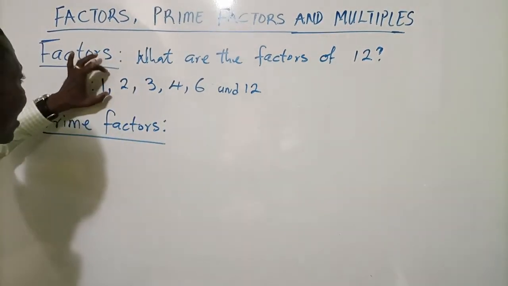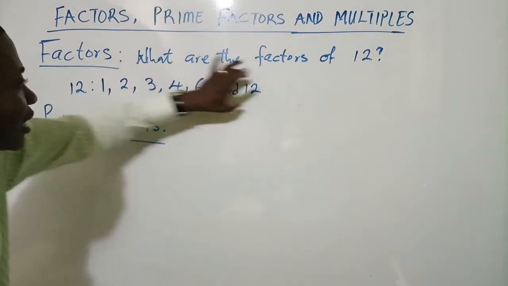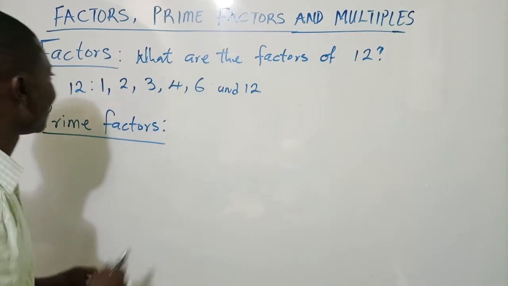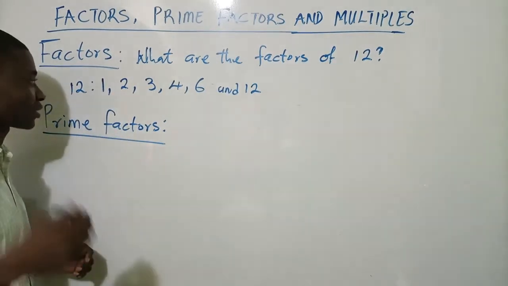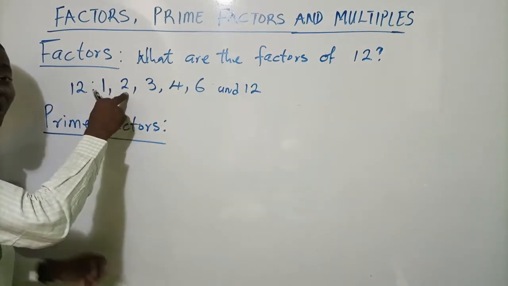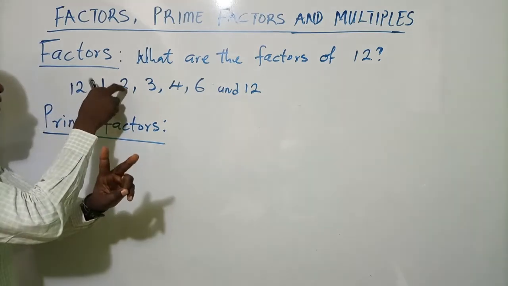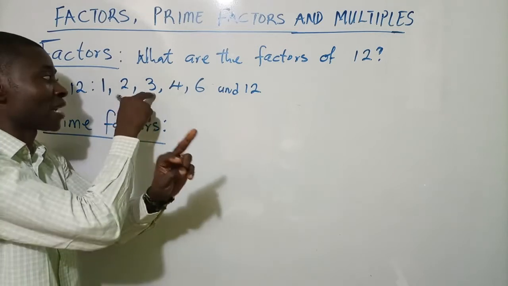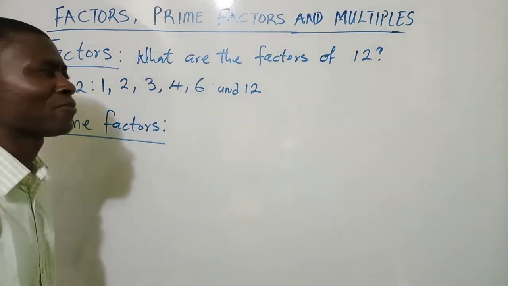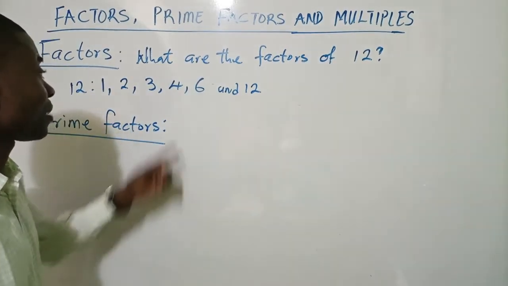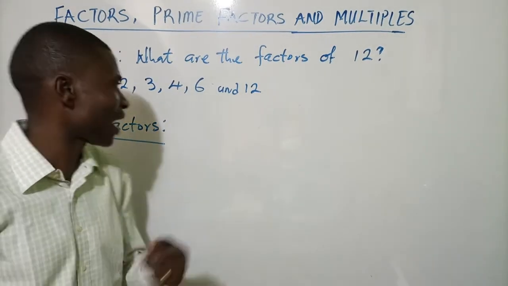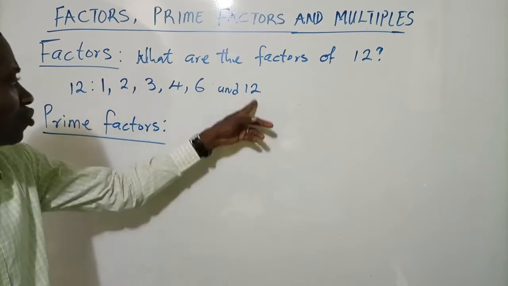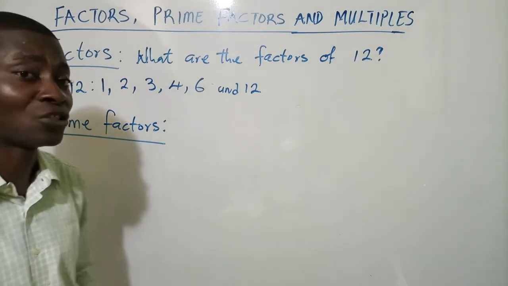So look at these numbers: 1, 2, 3, 4, 6, and 12. Which of these numbers is a prime number? Now let's look at them. 1 is not a prime number; we talked about it earlier. 2 is a prime number because it has only two factors, which are 1 and itself. 3 is a prime number because it has only two factors, 1 and itself. What about 4? Is 4 a prime number? No. 4 is not a prime number because it has more than two factors. 6 is not a prime number also because it has more than two factors. 12 also is not a prime number because it has more than two factors.